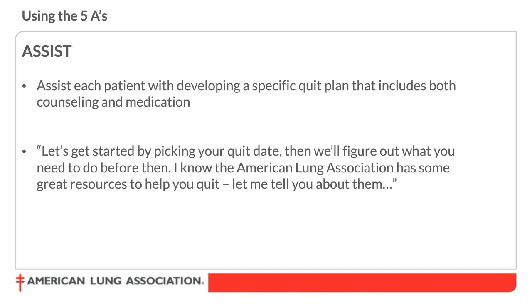Next, you want to assist your participants. Assist each participant with developing a specific quit plan that includes both counseling and medication. Counseling to assist with the behavioral and psychological challenges of quitting, and medication to assist with the physical challenges. You can do that by stating the following. Let's get started by picking your quit date. Then we'll figure out what you need to do before then. I know the American Lung Association has some great resources to help you quit. Let me tell you about them.